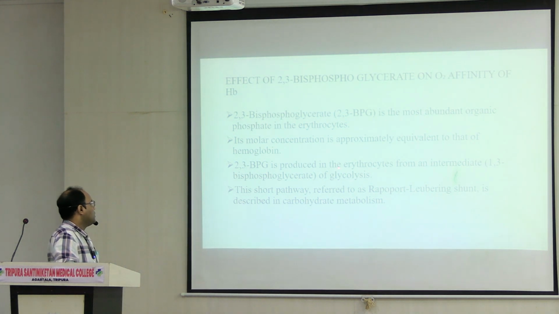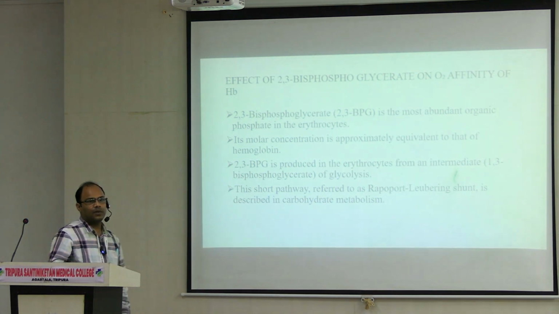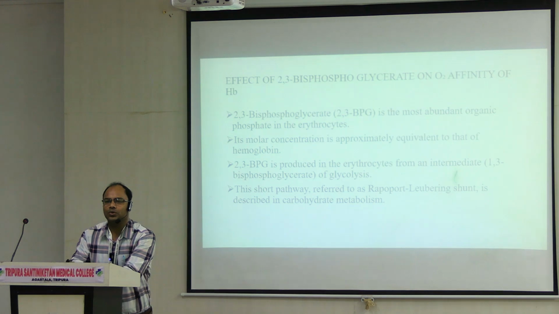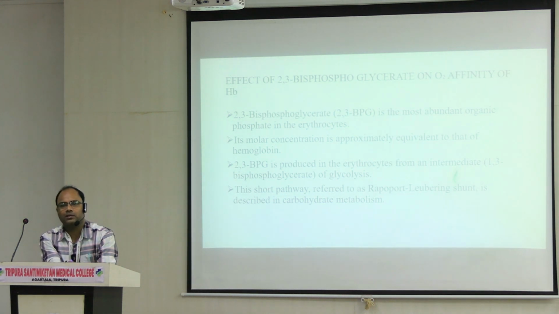It is produced in the erythrocyte from the intermediate of glycolysis, that is 1,3-bisphosphoglycerate. This short pathway is referred to as Rapoport-Luebering shunt. You may be asked in the exam, most probably, a short note about Rapoport-Luebering shunt. So this is the Rapoport-Luebering shunt. During this shunt, 2,3-DPG is generated from 1,3-BPG.